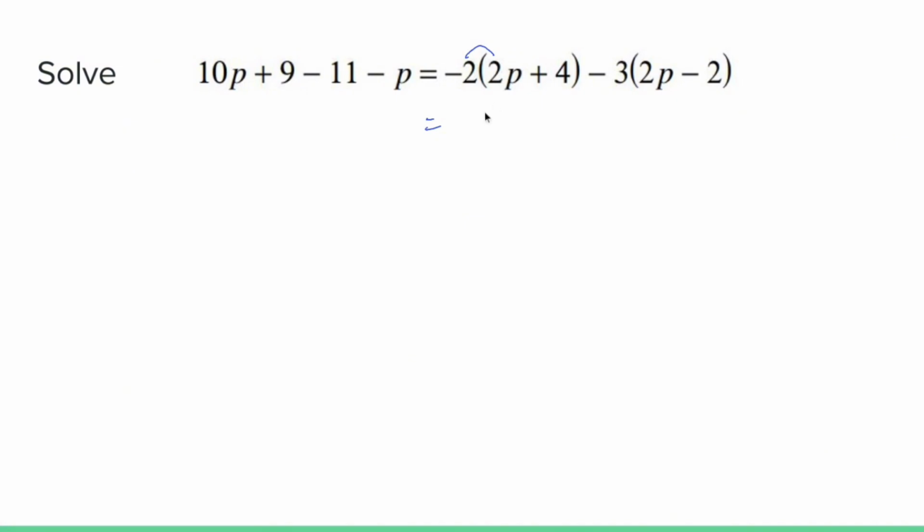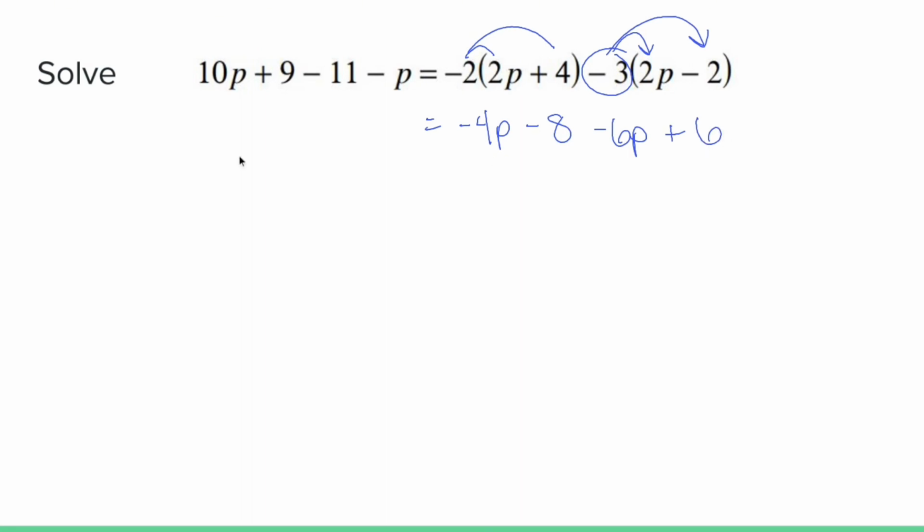So negative 2 times 2p is negative 4p. Negative 2 times positive 4 is negative 8. Now I have negative 3, not 3, but negative 3 times 2p. So you become negative 6p. And negative 3 times negative 2 is positive 6.